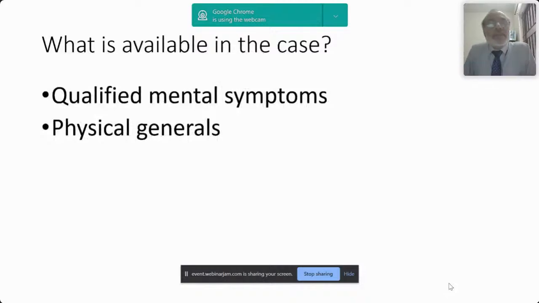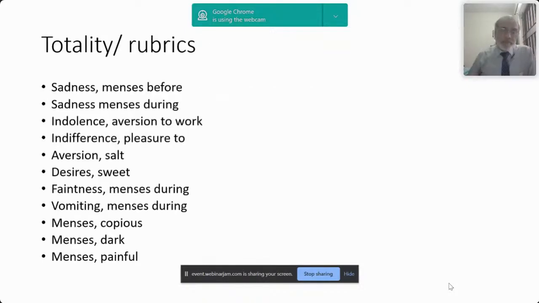Now, what is available in this case? See, we have got a lot of qualified mentals and we have got physical generals. So obviously, this is the totality. Sadness menses before, sadness menses during, indolence, aversion to work, indifference, pleasure to, aversion salt, desire sweet, faintness menses during, vomiting menses during. See, these menses symptoms are all general symptoms. Menses copious, dark, and painful.